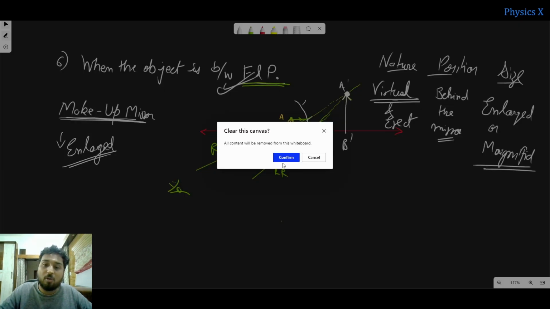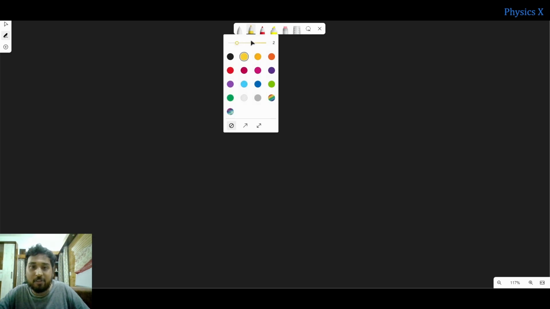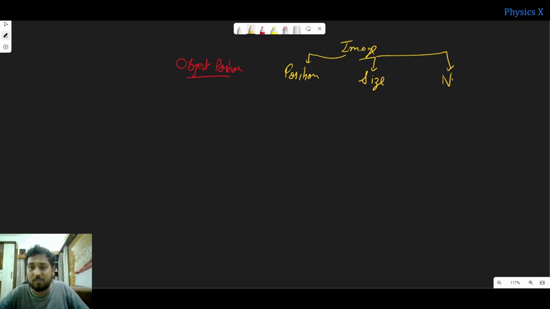Now let us summarize all these points that we have learned, because it is important for you to remember where the image will be formed when an object is placed. So you can learn it in this manner. Suppose this is the object position, and then we will be talking about the image here. So this is image position, this is image size, and this is image nature. Okay, one by one we will discuss.